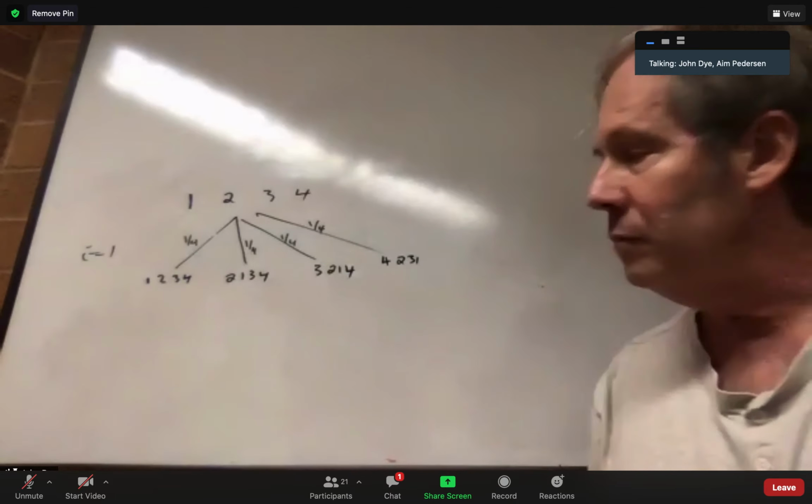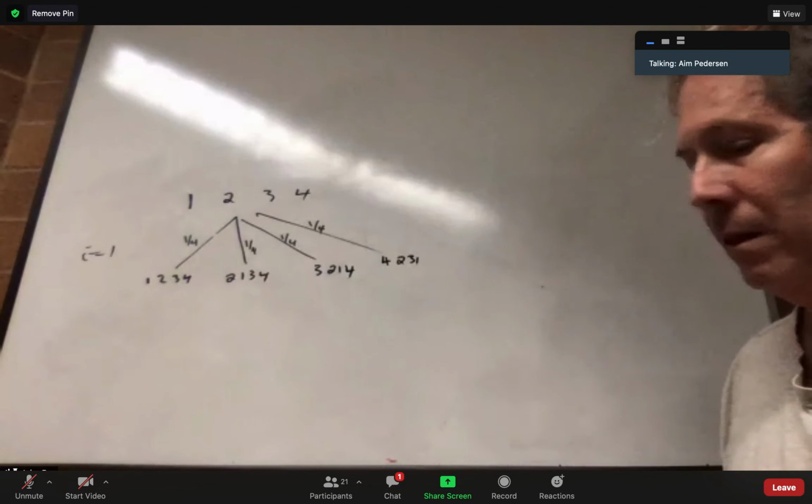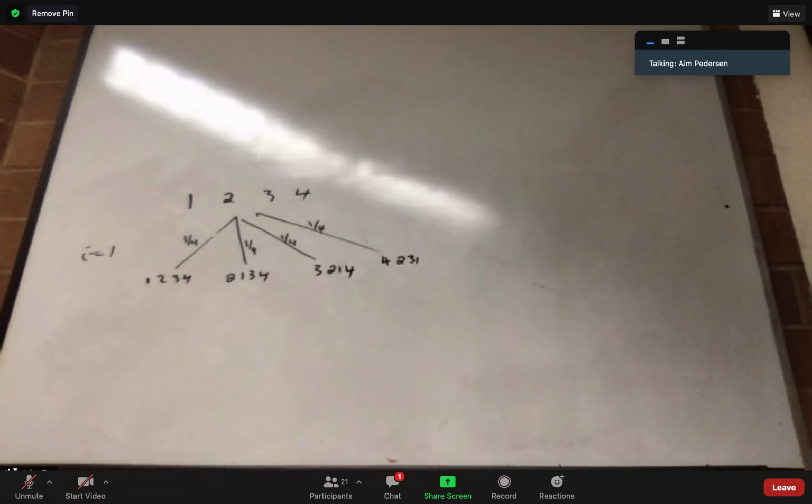Okay. So we're seeing that looking at i equals 1, you're swapping. It can swap with itself. So we have 1, 2, 3. Okay. So far, so good. Now tell me what happens at i equals 2.